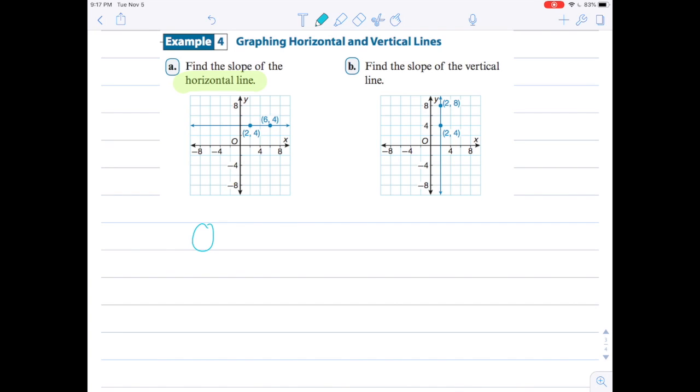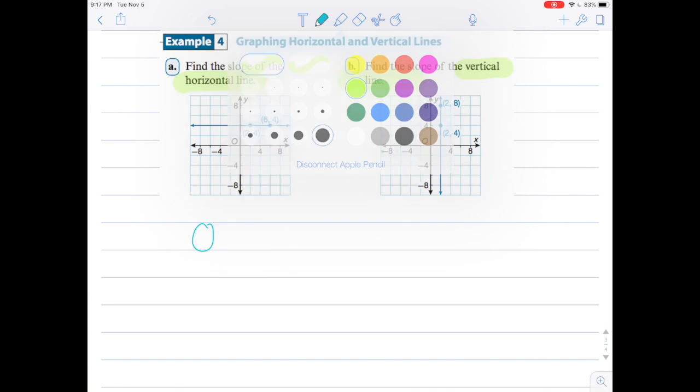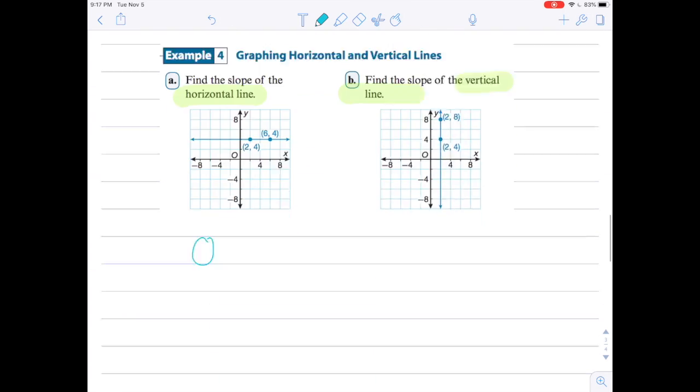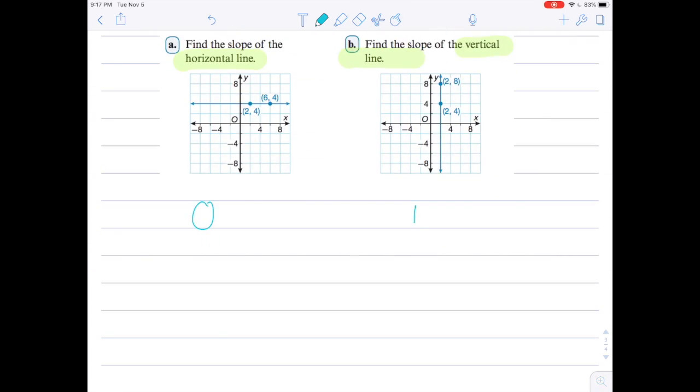Now, example for part B says find the slope of a vertical line. Well, again, it's a special case. Go up to my notes. The vertical line is always undefined. So my slope on this one, I'm just going to write undefined. That's it. You don't have to do any kind of calculations for those two cases. You just always know that that is true, as horizontal line is 0, vertical line is undefined.